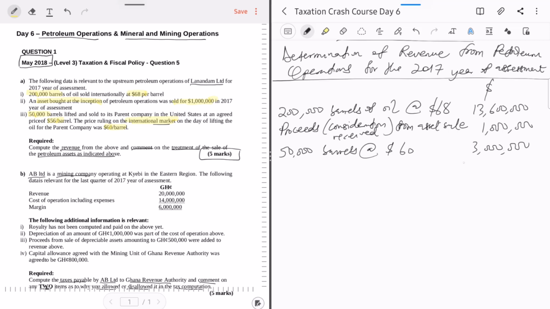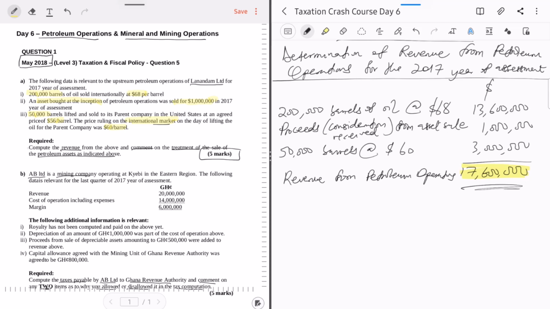So ladies and gentlemen, when you add all of these three, that should give us 17.6 million. Ladies and gentlemen, this is the revenue from petroleum operations. So we'll say revenue from petroleum operations. If you can do this, you're almost there.